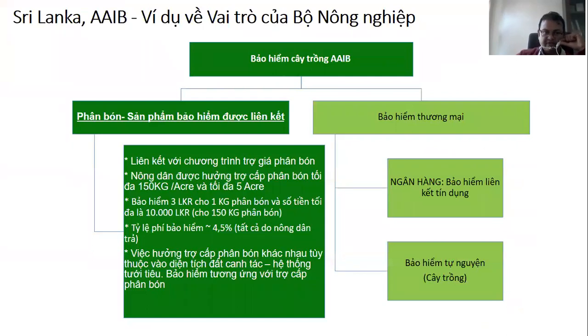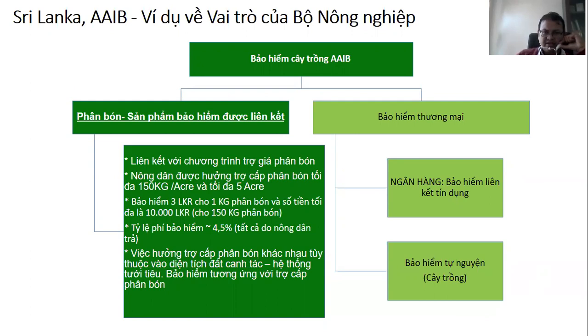So in terms of this example, I wanted to talk about from Sri Lanka, which is a good one in terms of the government's role, in particular the Ministry of Agriculture's role with an insurance product that's being rolled out in many parts of the country. So this is being implemented by a company called the Agriculture and Agrarian Insurance Board, or AAIB. It's a part public sector company.